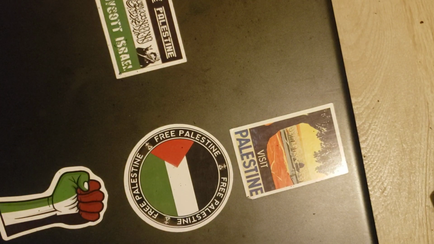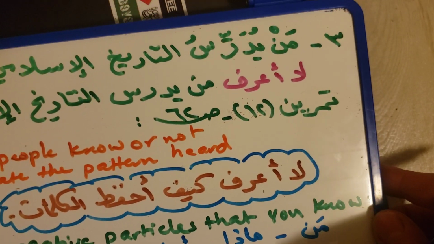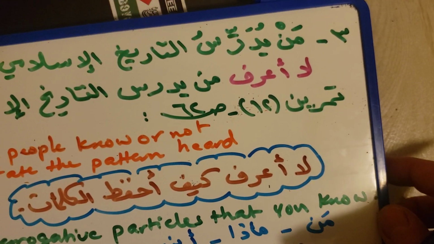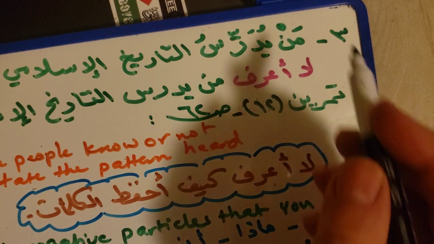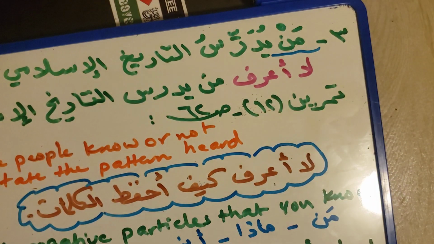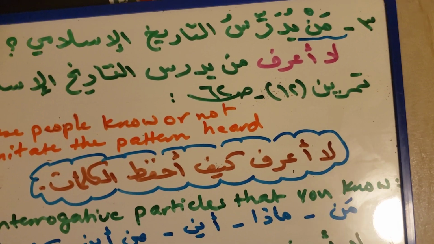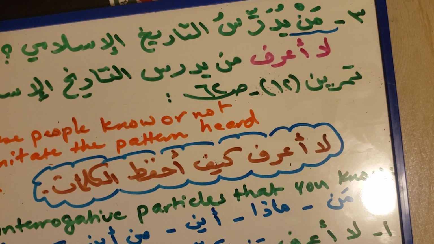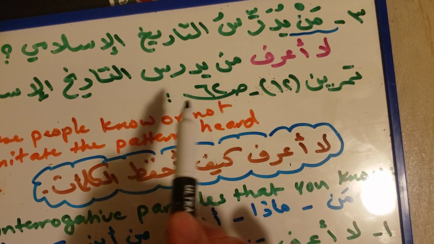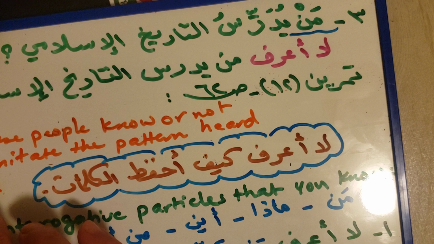Then we have one more example. من يدرس التاريخ الإسلامي? Who's teaching the Islamic history? This is a direct question. Who? You're using who here. من يدرس التاريخ الإسلامي? You're being direct. You want to be indirect to say, I don't know who. I don't really know who's teaching Islamic history. لا أعرف من يدرس التاريخ الإسلامي.